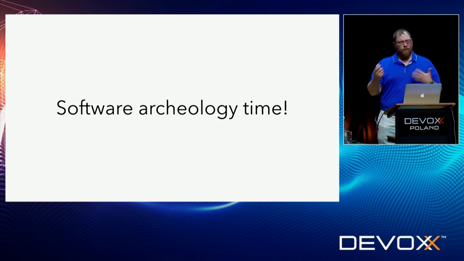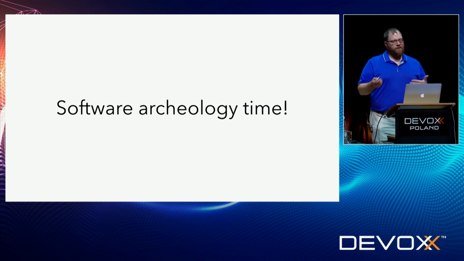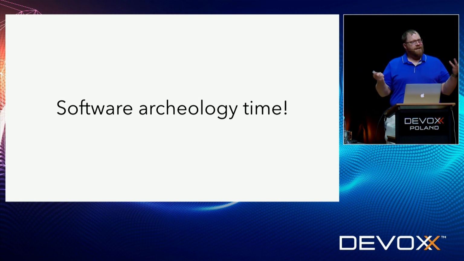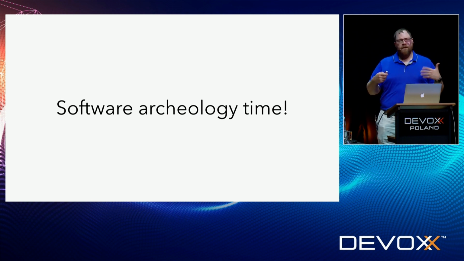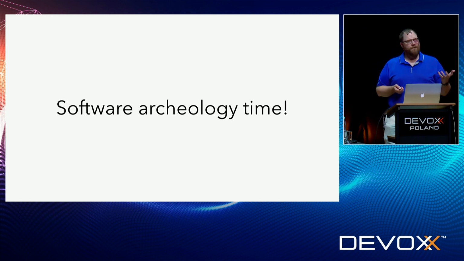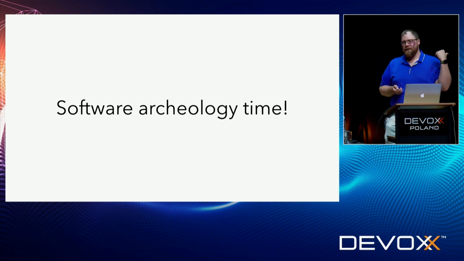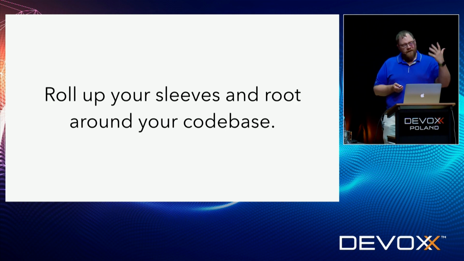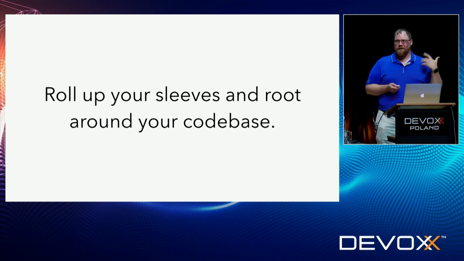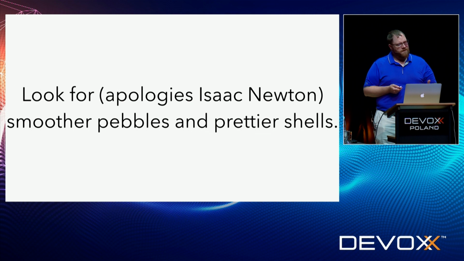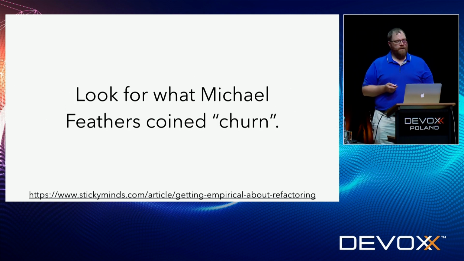And now we can sort of roll up our sleeves and we can practice a little software archaeology. A lot of times that's what we're doing. Have you ever been digging through some code and you're looking at it and you're thinking to yourself, like, what idiot wrote this? And then it occurs to you that it was you from like 6 months ago? You're like, oops. So we need to dig around a little bit and to paraphrase Isaac Newton, look for some smoother pebbles and some prettier shells, or what Michael Feathers calls churn.